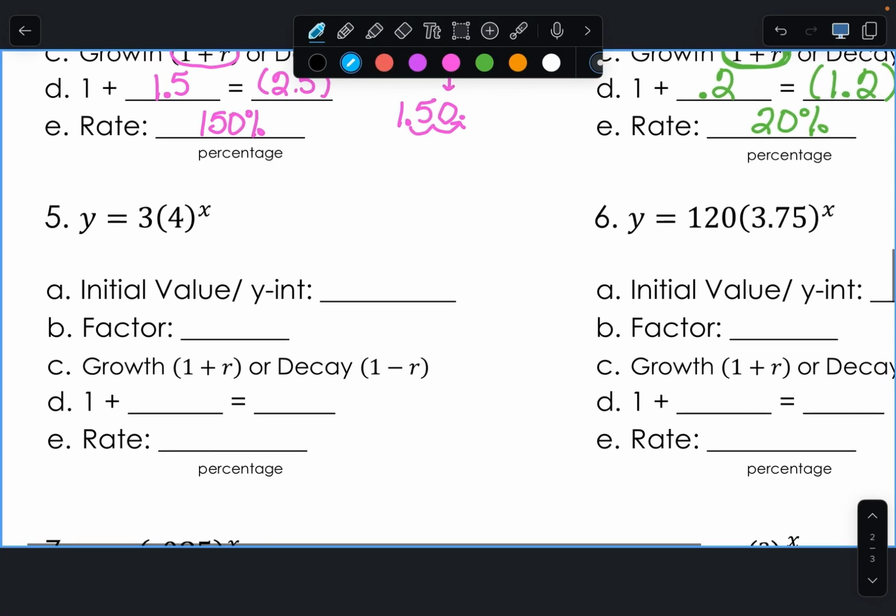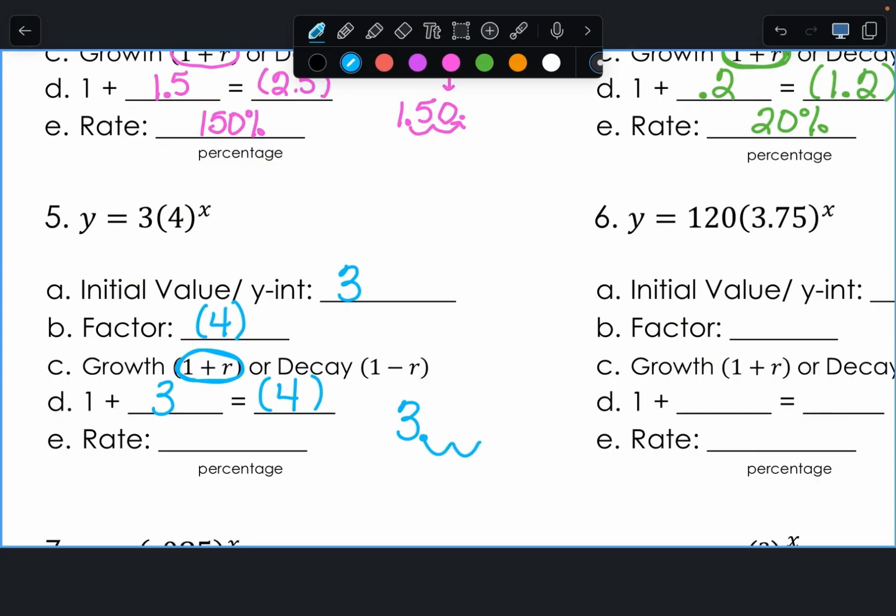Number 5, what is your initial value? 3. And the factor is 4, which is growth. What did you add to get to 4? 3. And 3 as a percent is 300. So 3 is a whole number, which means the decimal starts off behind the 3. If you move it 2 more spaces, you fill it in with 2 zeros, making it 300%. Very good.